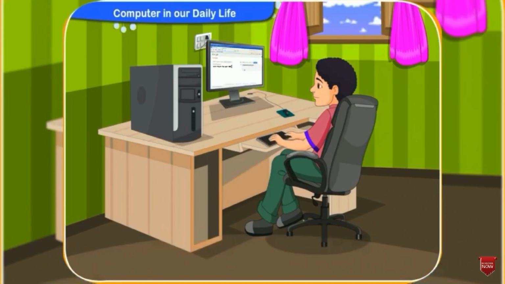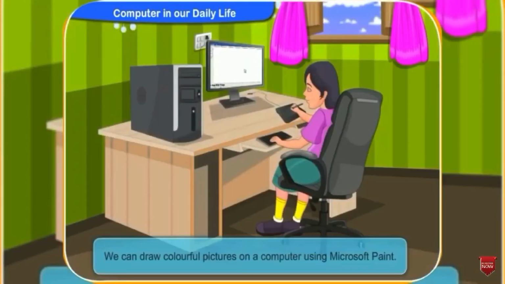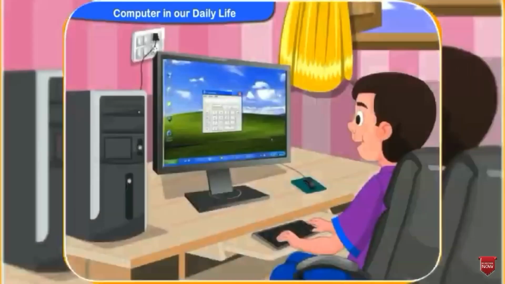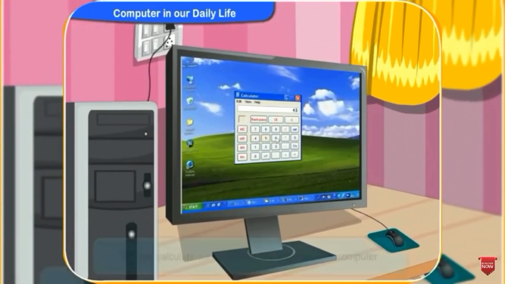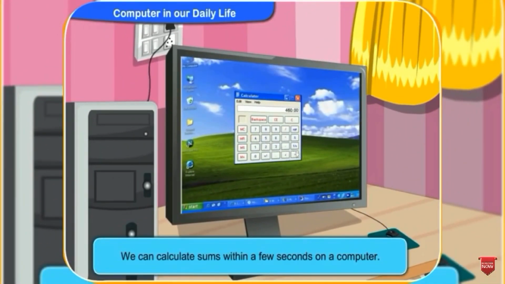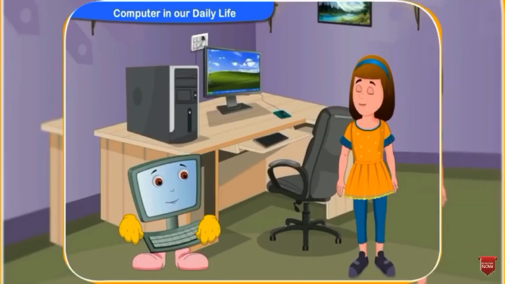That's great, Clico. We can also draw colorful pictures on a computer using Microsoft Paint. With a computer, calculation is so much easier. We can calculate sums within a few seconds on a computer. Wow! A computer can be very useful to us then. Sure, Rennie.